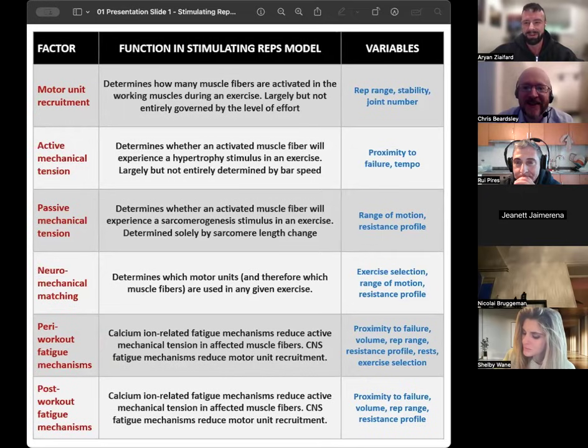I'm not going to have someone grab an 80-pound dumbbell and try to do a dumbbell lateral raise with an 80-pound dumbbell right off the bat. So stability and, obviously, joint number, that plays into that as well.